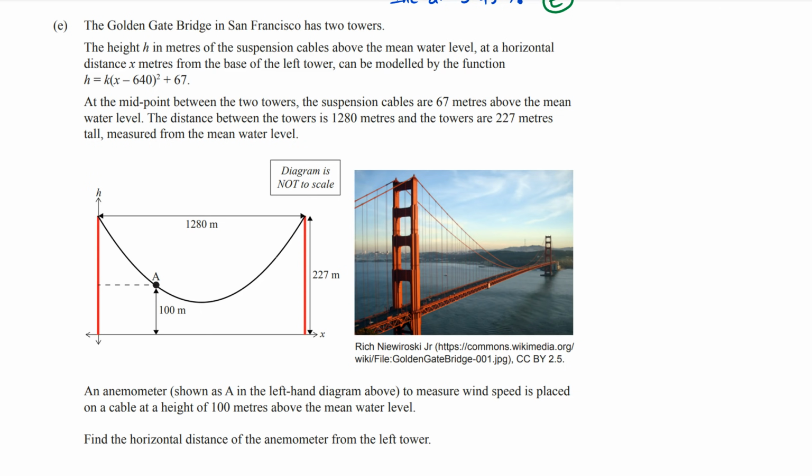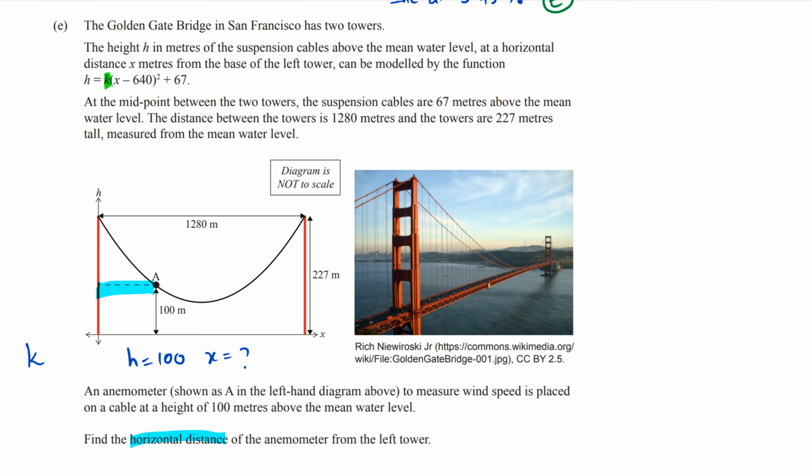Alright guys, so with this question here, what we have to figure out first is what k is. Once we figure out what k is, then we can figure out what the horizontal distance is. So the final part of the question, which is right here, is to find the horizontal distance of the anemometer from the left tower. You can see it in the diagram. That's what you're trying to figure out, that distance there. So you're trying to figure out when h is equal to 100, what is x equal to? To do that, we need to figure out what k is first.